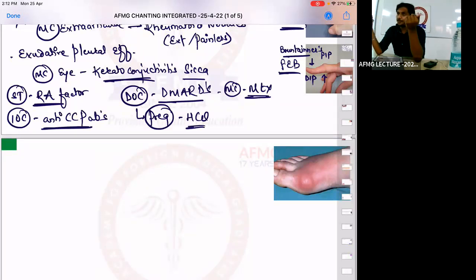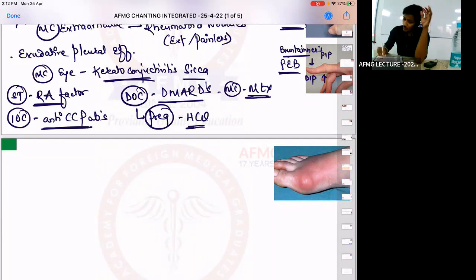If the patient is not responding to methotrexate alone, you can increase the dose of methotrexate and add other drugs like sulfasalazine. Or you can even add some biologicals like certolizumab, abatacept. Tofacitinib is the newer agent.